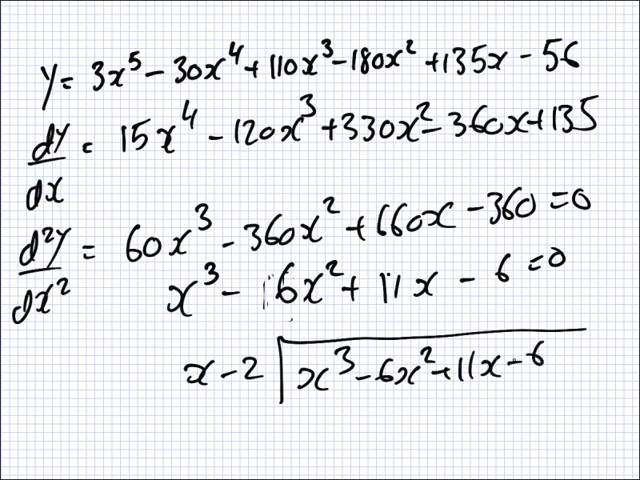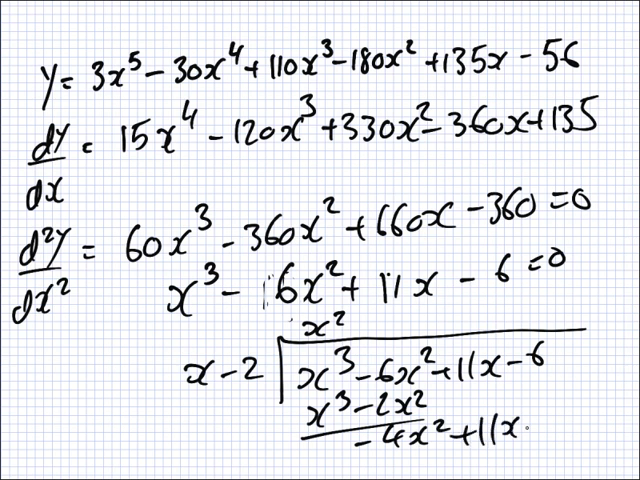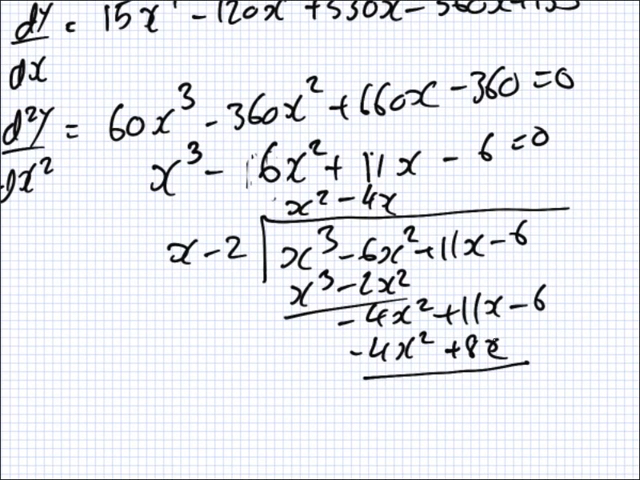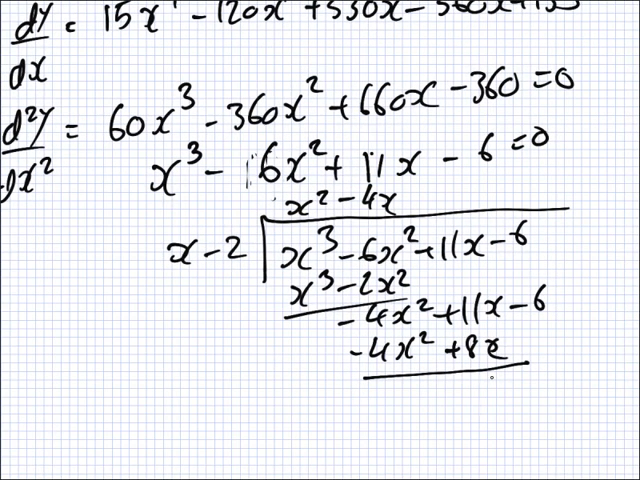Right, let's fly through this long division. So what's first here? X squared. X cubed minus 2x squared. What's that? Minus 4x squared plus 11x minus 6. Minus 4x. Minus 4x squared plus 8x, isn't it? Can we just use the calculator to get the answer? Not in the exam. Why? Because I would be giving the calculator all the hard work. 3x minus 6 plus 3, and that finishes it off.